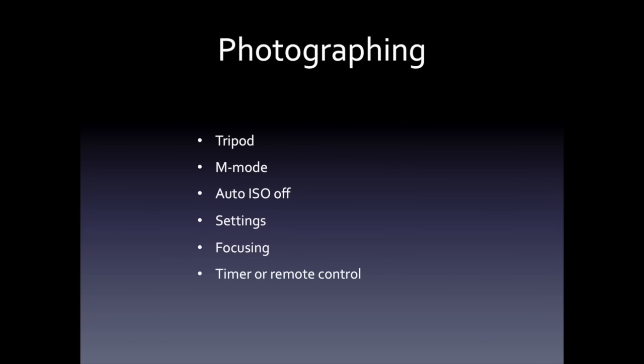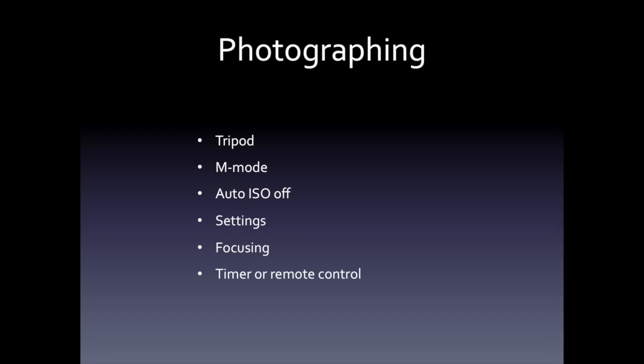Okay, then photographing. When you're taking Nordic Light photos, you really need a tripod, because the camera you are using needs a few second exposure times, and then you can't hold your camera still. So buy a tripod. Then turn your camera to the M mode, manual mode, because you want to do all the settings by yourself.